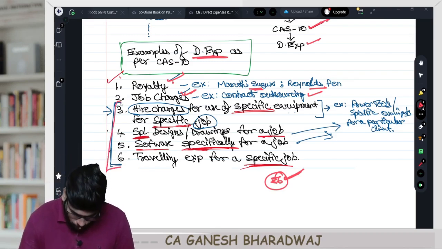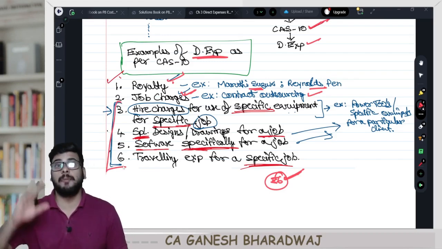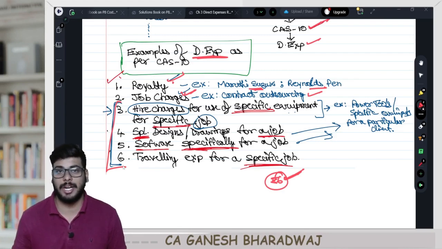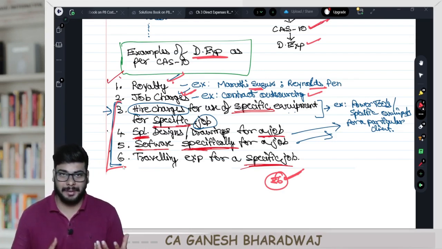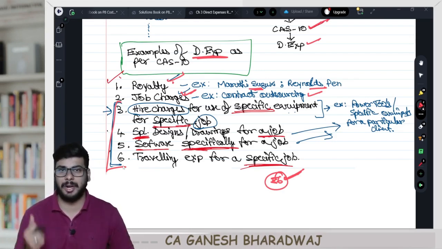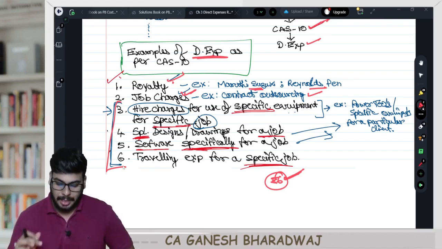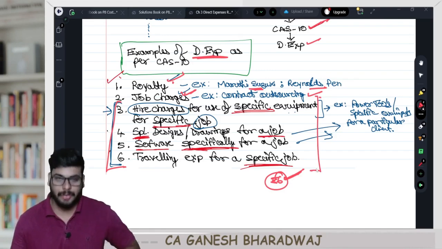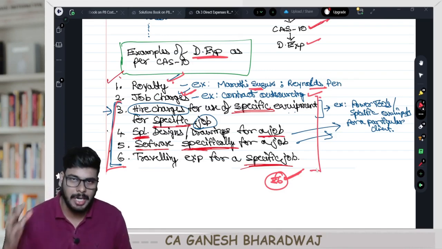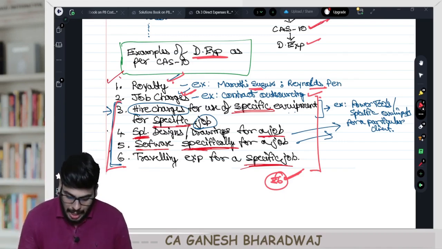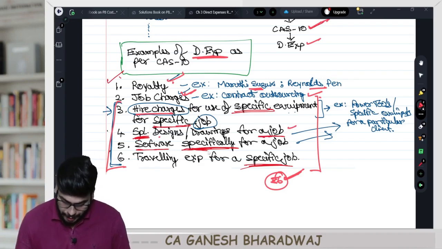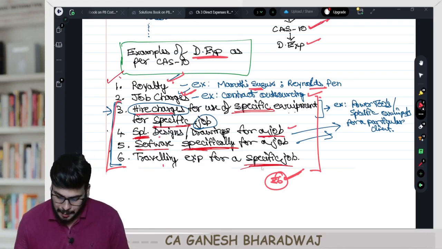Now, the remaining 4 are related to your job costing industry. Job costing industry means what? I told you, these job costing industries are the industries which focus on serving customer specific products. I gave you an example of Casa Grande and all that, right? Now, ideally speaking, these next 4 points come under the category of your job costing sector. Are you clear with this? What is this? Hire charges for use of a specific equipment for a specific job, special designs or drawings for a specific job, softwares specifically for a job, traveling expense for a specific job.